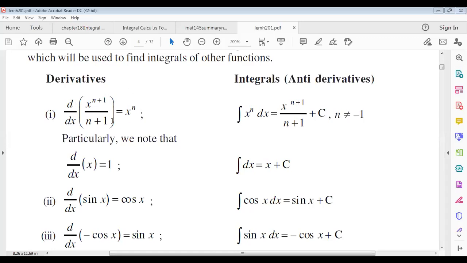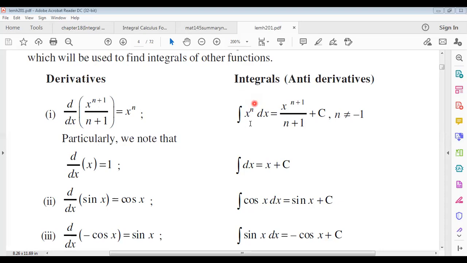The derivative, differentiation of x to the n plus 1 divided by n plus 1, will be x to the n. This is the integral antiderivative formula. The x to the n formula: x to the n plus 1 divided by n plus 1 plus c, where n can never be minus 1. You have to remember this.